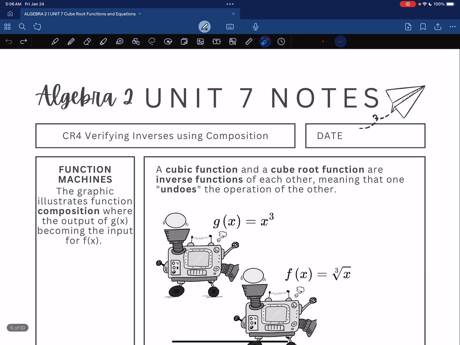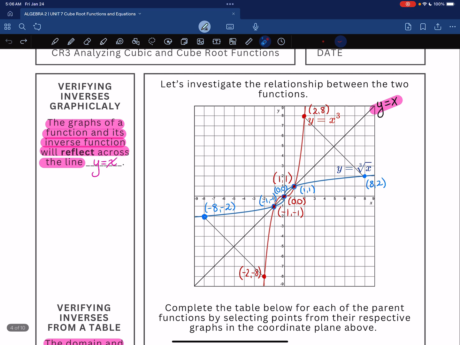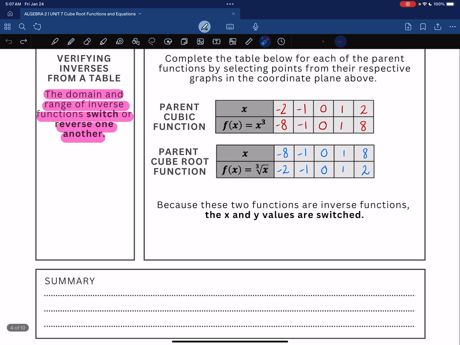In our last video, we saw that there's this relationship between two functions that are inverses. If they're inverses, they're going to be reflecting across the line y equals x. Or another way of saying that might be to see that their points, the inputs and outputs, or I could say the domain and range, switch or reverse with one another, like we noted here in our margin.